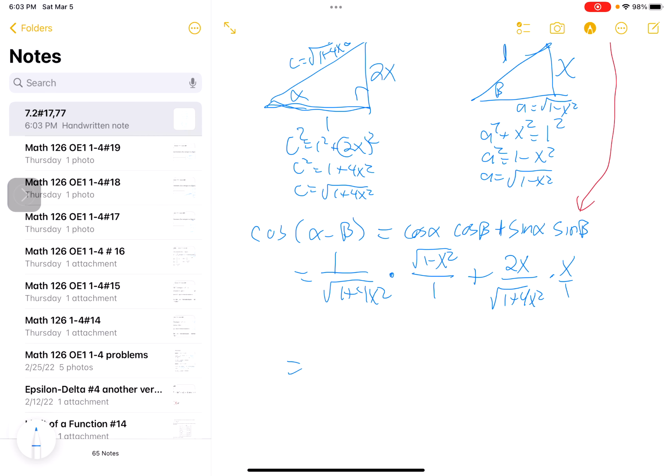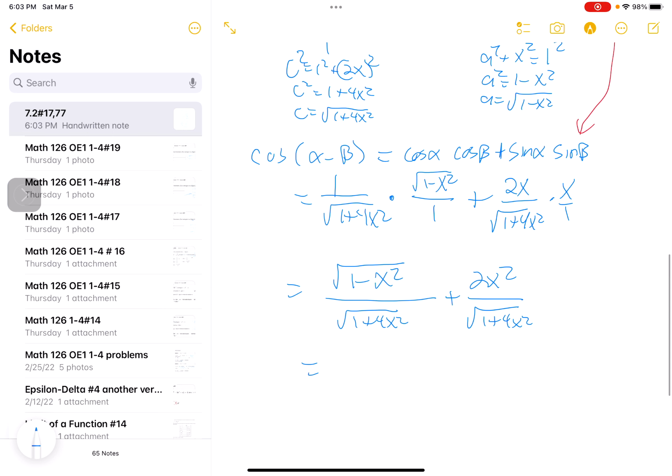So we end up with the square root of 1 minus x squared over the square root of 1 plus 4x squared, plus 2x squared over the square root of 1 plus 4x squared. So we have the square root of 1 minus x squared plus 2x squared, over the square root of 1 plus 4x squared. That's probably as far as I'd go. I'm betting that's the answer in the back of the book, because at this point we don't want to do too much with these radicals. Hope that helps.